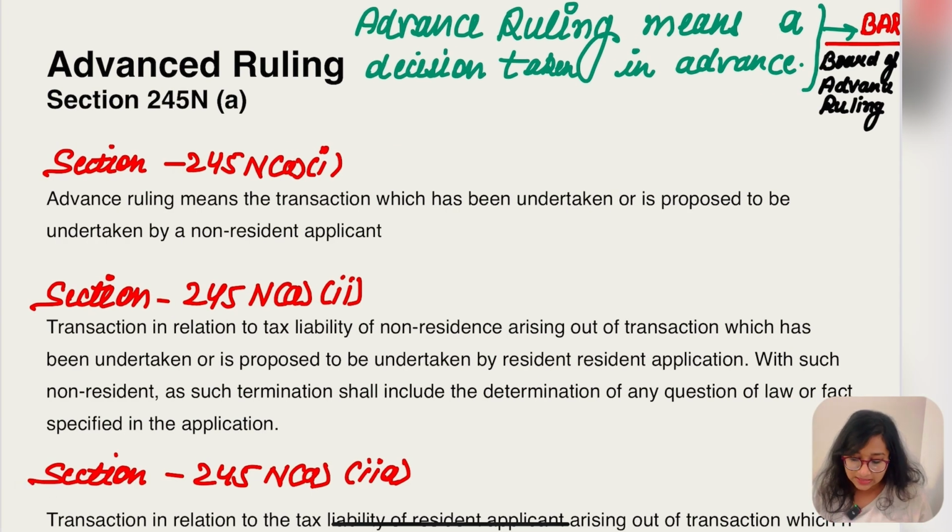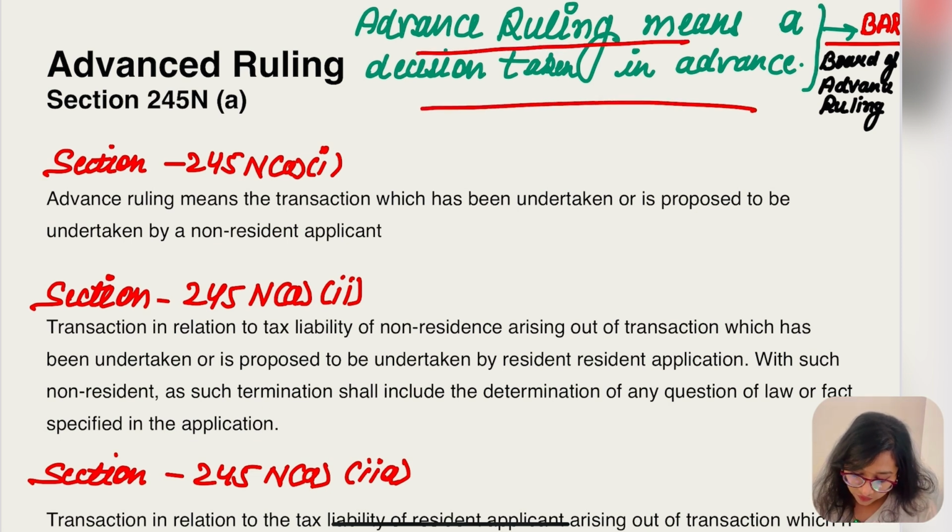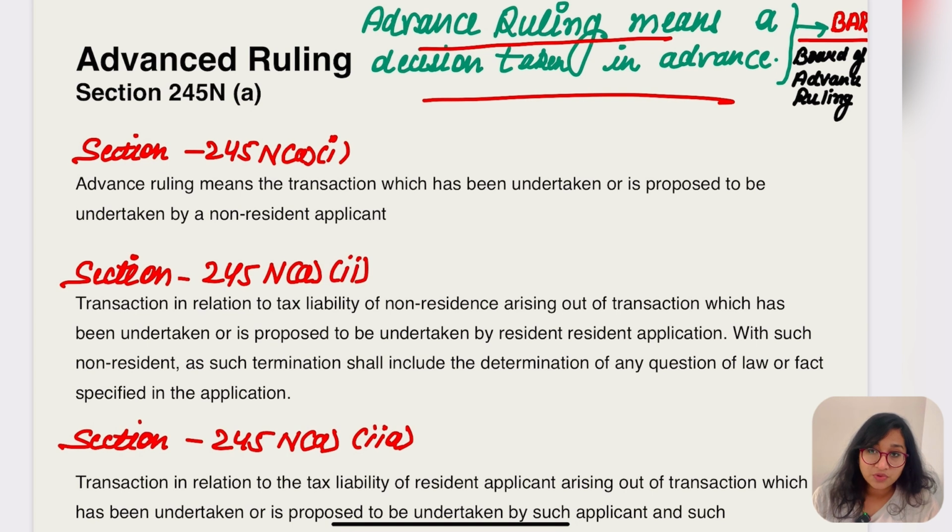Now, what does advance ruling mean? Advance ruling means a decision which is taken in advance, as the name says. The decision is taken by a board in advance. But which board am I talking about here? The board is the Board for Advance Rulings, BAAR. We are talking about BAAR.